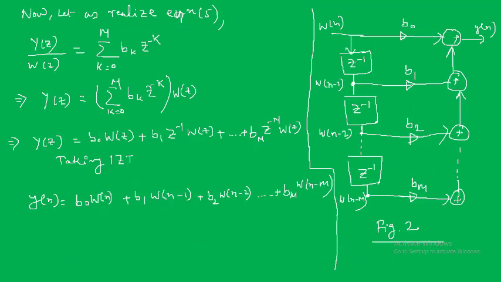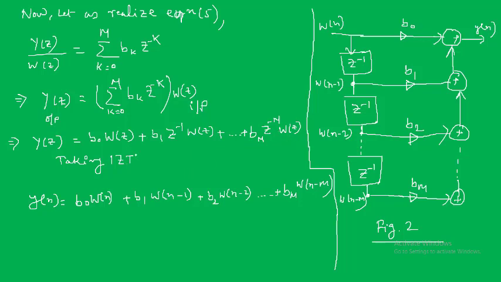So equation 5 is very much straightforward. So Y of z by W of z is this. In this equation we are considering Y of z as output and W of z as input. So expanding this, what we are getting: Y of z equals b0 W of z, b1 z inverse W of z, and so on up to bm z to the power minus m W of z.